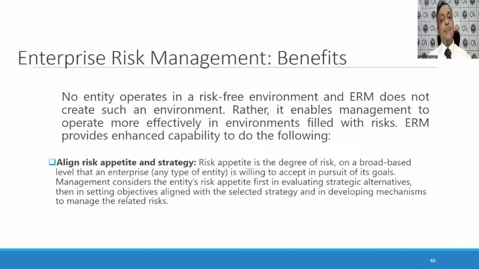ERM provides enhanced capability to do the following. So when you have enterprise risk management, you can do this. Your capability increases. What things can you do very well? First, align risk appetite and strategy. You have a thought process: this is the risk, how am I going to manage it? Risk appetite means what I will accept. I am aware of the risk, and I know I have control against the risk. So my risk appetite increases.